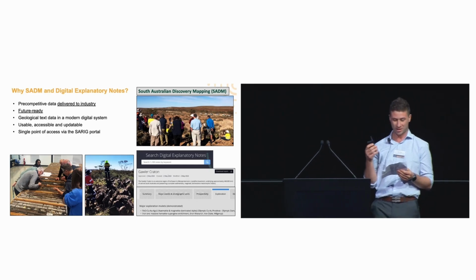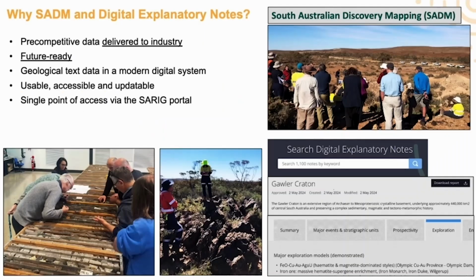Okay, so I'm going to start off with why straight up. People often want to know why we're doing this. So what SADM is, it's a new future-ready system for the capture, storage and delivery of digital data. And what the project's all about is getting pre-competitive data out there to industry in a usable format. And we want to be setting users up for success. So that means we need to have a quality source of accessible, user-friendly data. We need it to be digital to enable data-driven exploration. And we need it to be updatable in order to be future-ready. And this will apply for both spatial and text data.